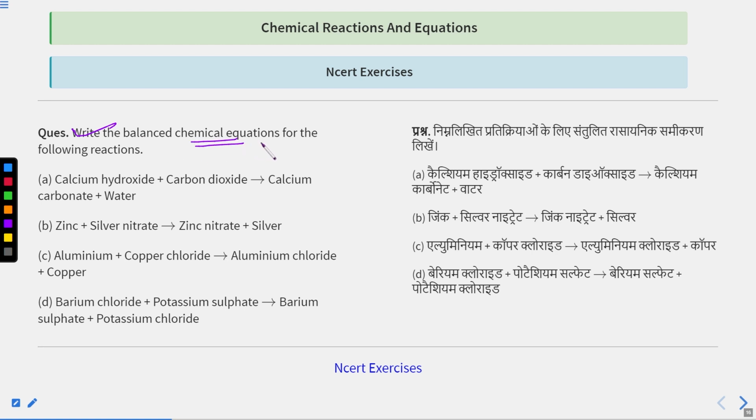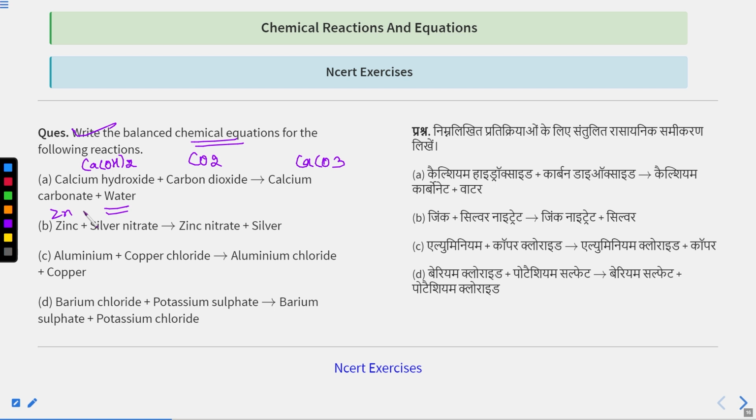Write balanced chemical equation for the following reactions. So first of all, this is the word form. Let's change it into symbolic form. Calcium hydroxide is Ca(OH)2. Carbon dioxide is CO2. Carbon dioxide is acidic in nature. Calcium hydroxide is basic. It will form salt, which is calcium carbonate, plus water.